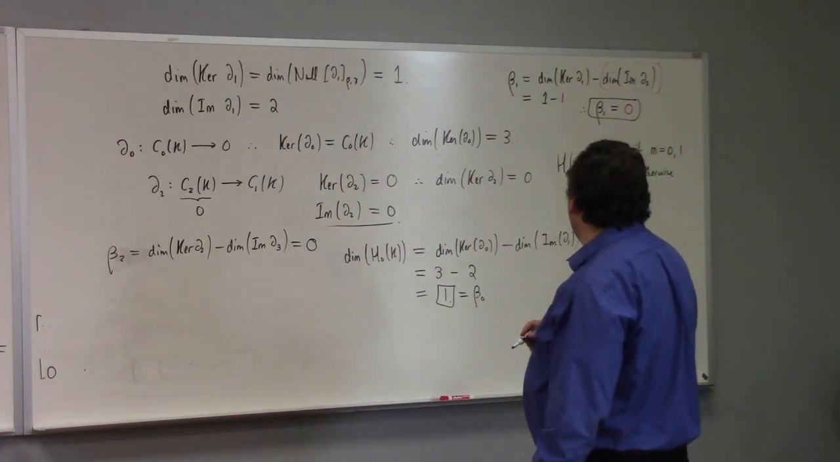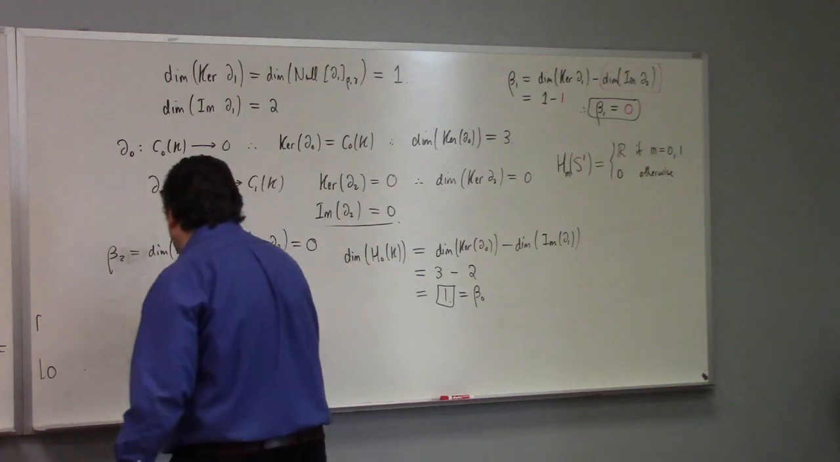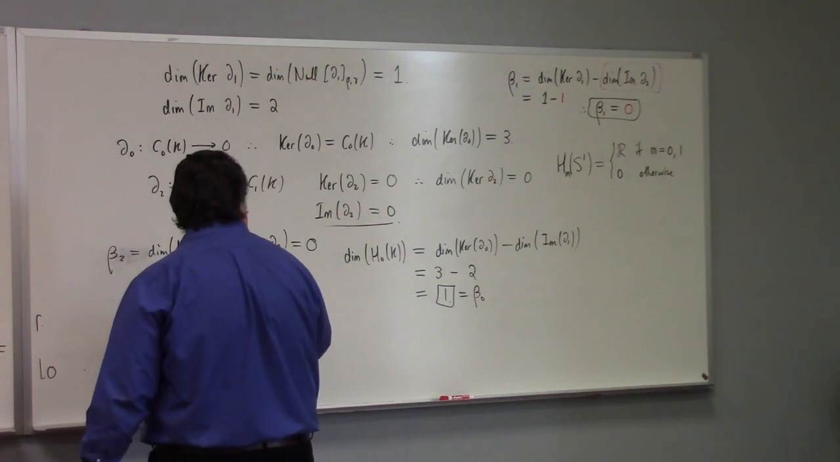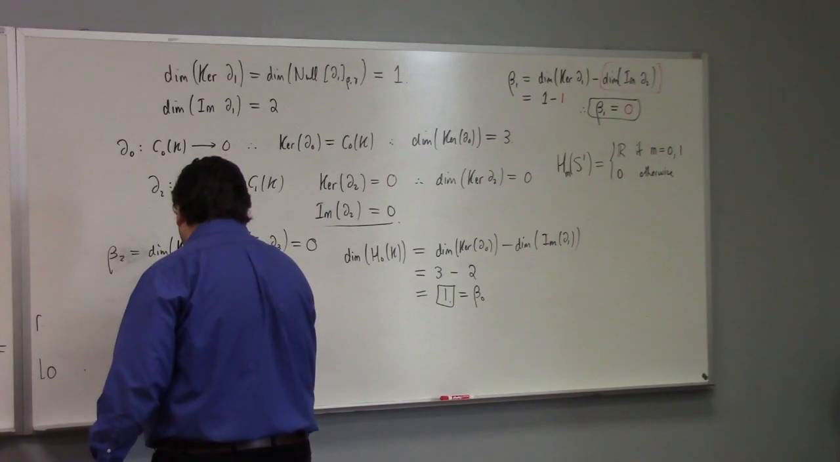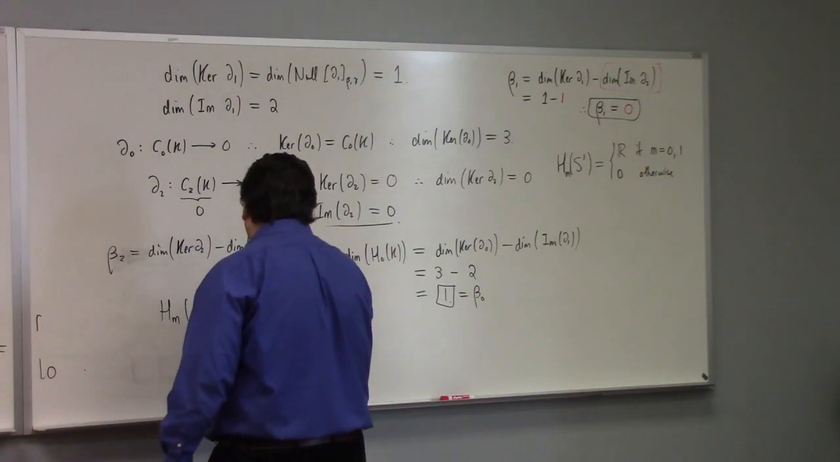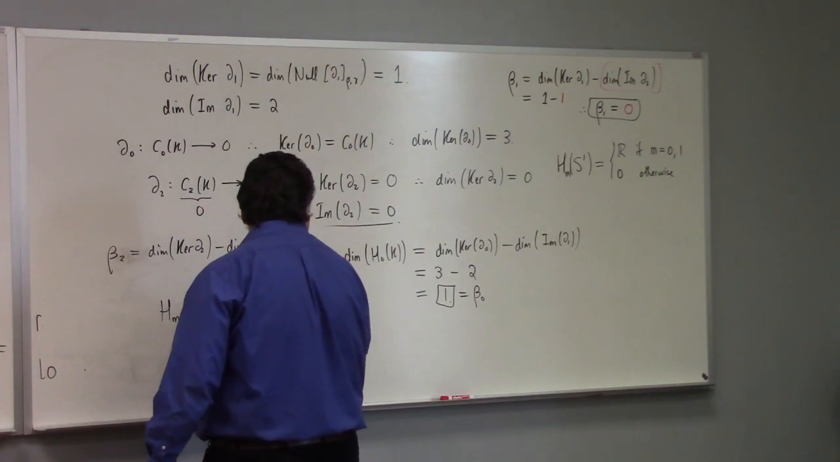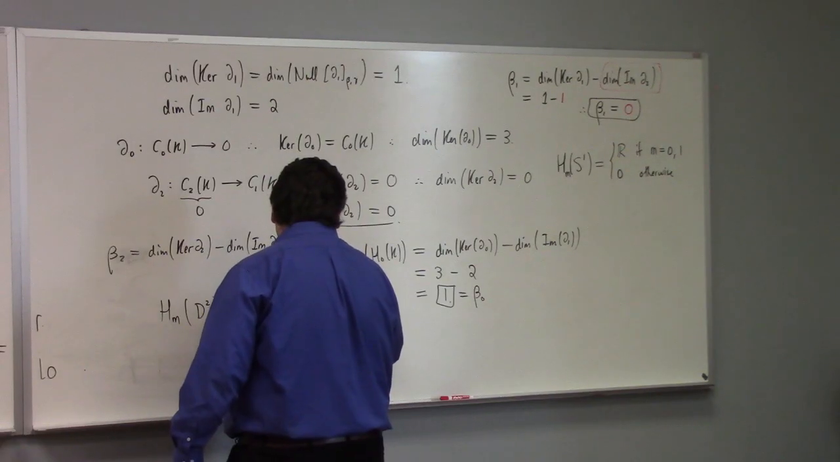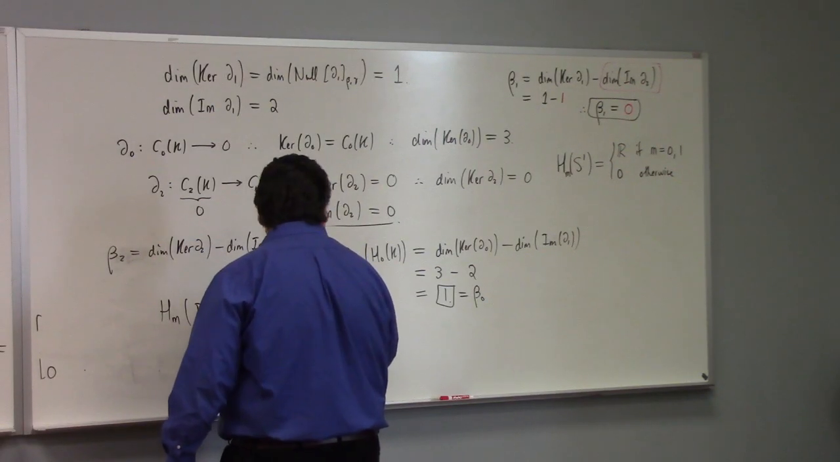Oh, that makes sense, because the homology for the disk is more boring than the homology for the circle. Why? Because the disk has no holes. And remember, homology is in some sense about finding holes and things. And this one doesn't have a hole because we filled it in.